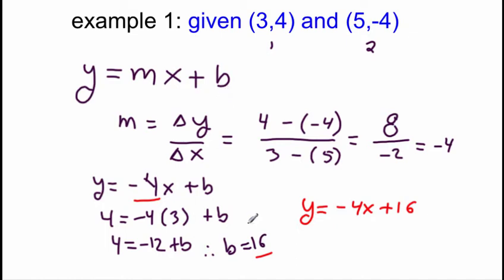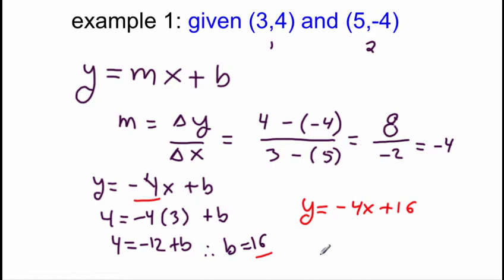Let me also take a look quickly at how we would do this by point-slope form, for those of you feeling more confident with this sort of thing. So if we had point-slope form, all we would need to do is find the slope, which we did back here, this negative 4, and then use either point 3, 4, or 5, negative 4.